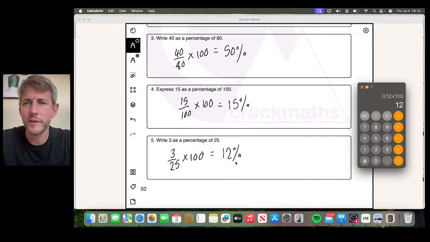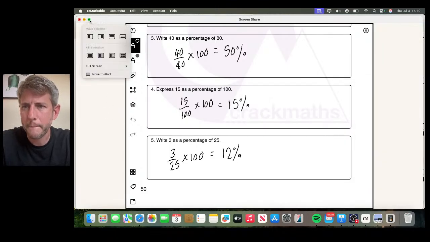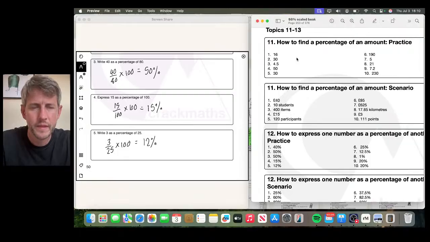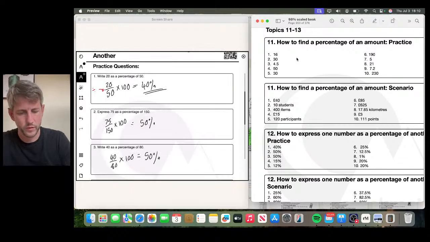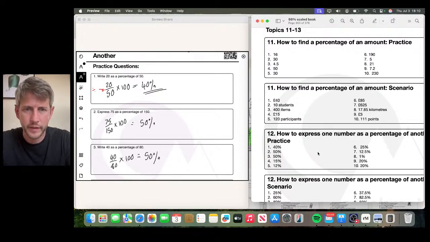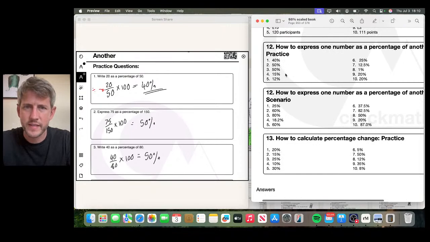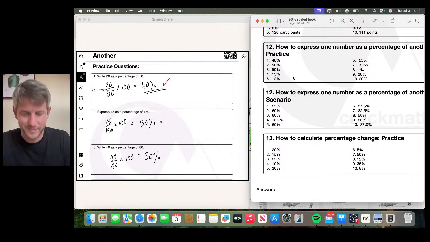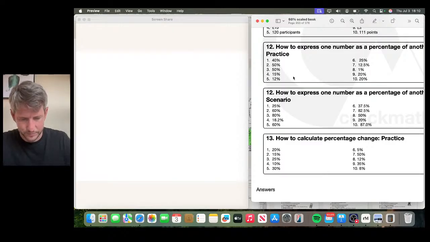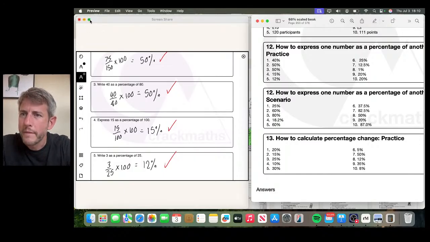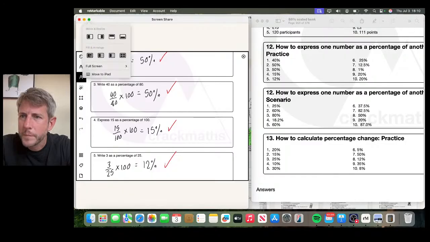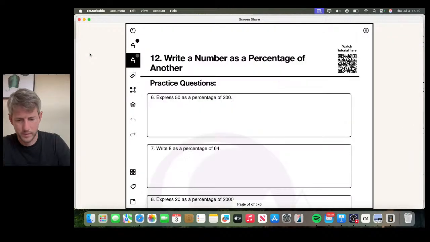Okay, great. Let's get these marked. Okay, so right, we've got, where are we? 12 practice, it's these ones here. So 40%, yes. 50%, yes. 50%, yes. 15%, yes. And 12%. Excellent, the book is looking good. Right, let's go on to the next part. So, here we go.